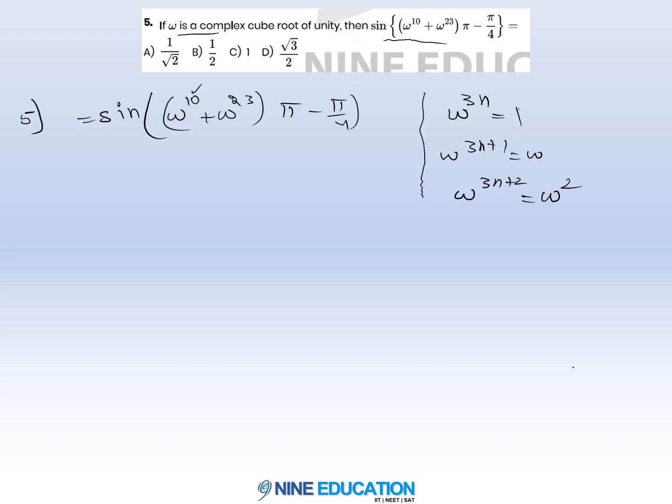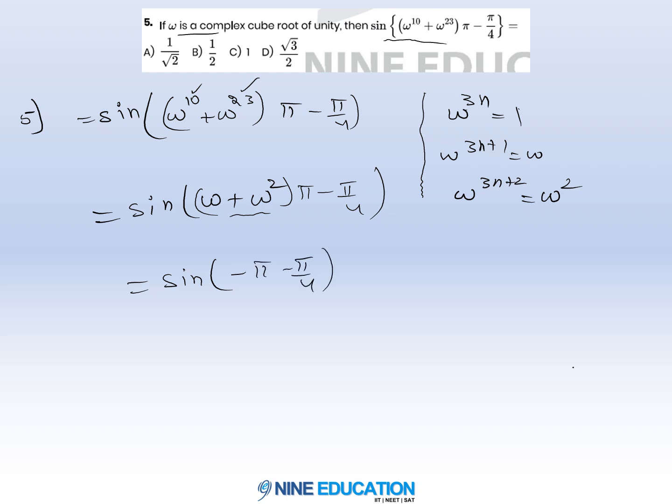So 10 is 3n plus 1 multiple, right? So which will be omega? Sine of omega plus. And 23 is 3n plus 2 multiple, 3 times 7, 21, 21 plus 2. So it will be omega square into pi minus pi by 4. So omega plus omega square can be written as minus 1. So minus 1 into pi will be minus pi by 4. We can take out minus common. Sine of minus theta is minus sine theta. So it will be sine pi plus pi by 4.